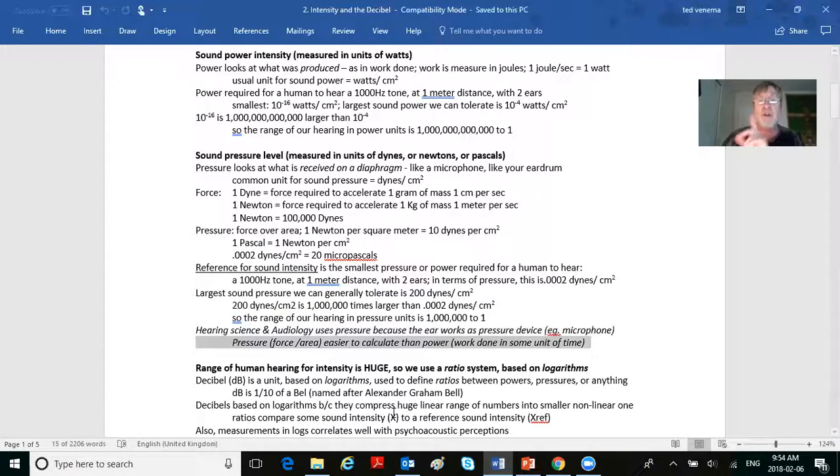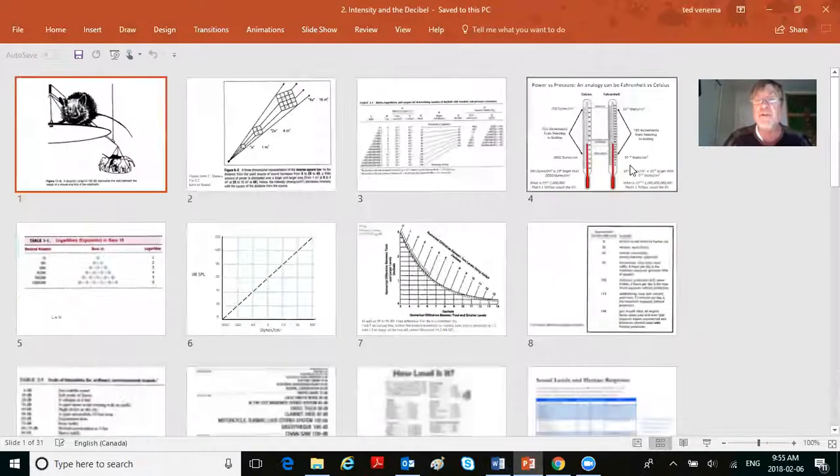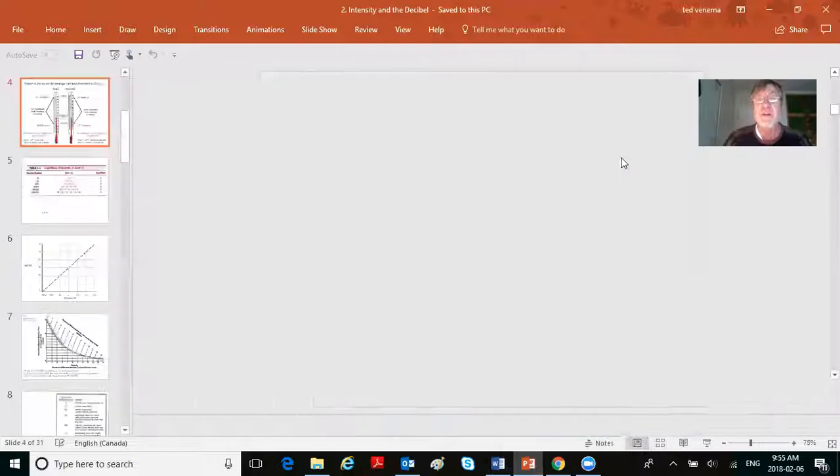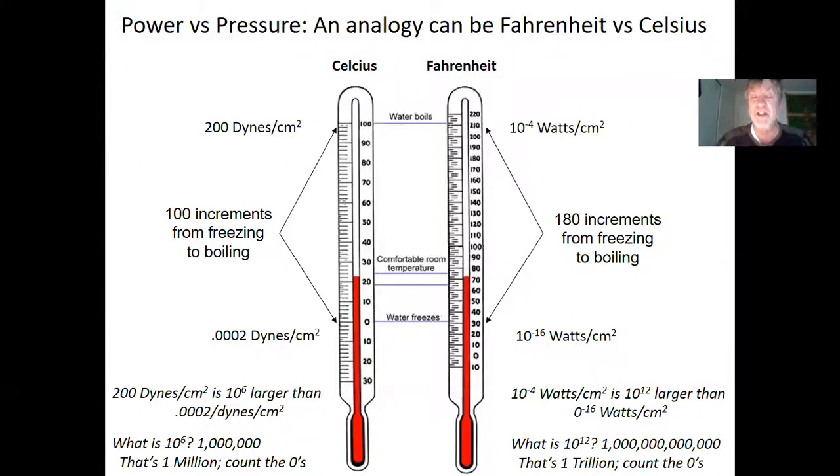Okay, now before we go anywhere else, let me show you a picture of two thermometers. I'll share screen here, and we'll pull up this PowerPoint slide and go to this one right here. This is a nice little shot because it's all about the way we tell temperature in the United States versus Canada. Look at two thermometers. We'll call one power and one pressure.